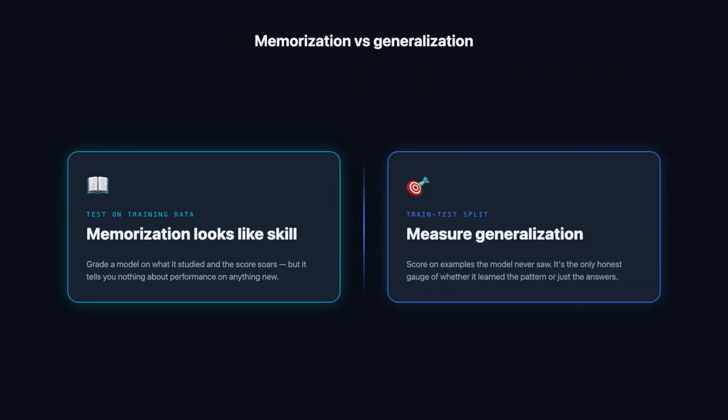Hold out a test set instead, and you finally measure what actually matters: generalization to new data. Scoring on examples the model never once saw is the only honest gauge of whether it truly learned the underlying pattern or simply memorized the answers in front of it.